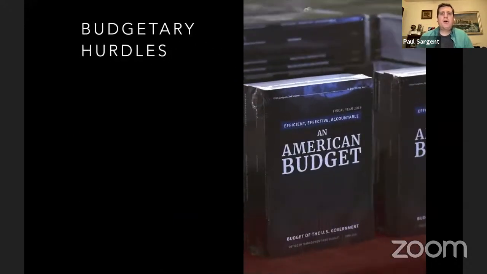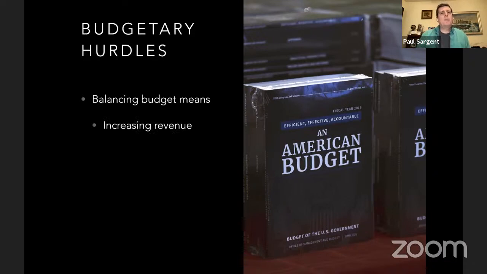There are some hurdles when you go through and make a budget. And yes, you see how thick these books are? That's how thick the budget is when you put it on paper. All right. So really, here's the fundamental problem of budgeting: if you want to have a balanced budget, it means that you are bringing in as much money as you're spending. It's that simple, right? But from where we are right now, there's really only two ways to get there.